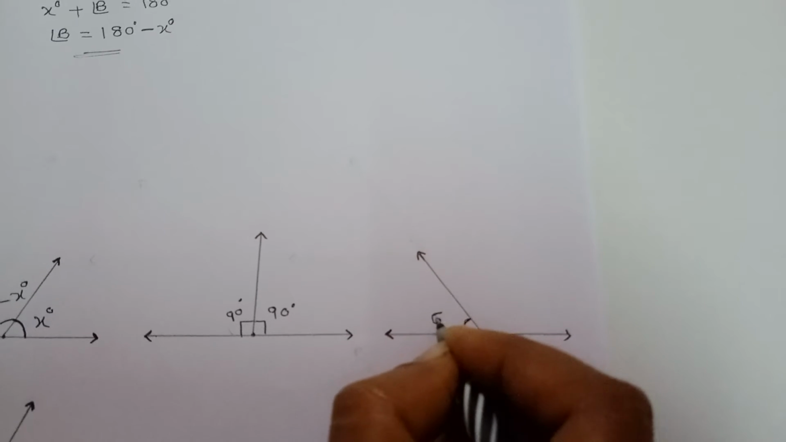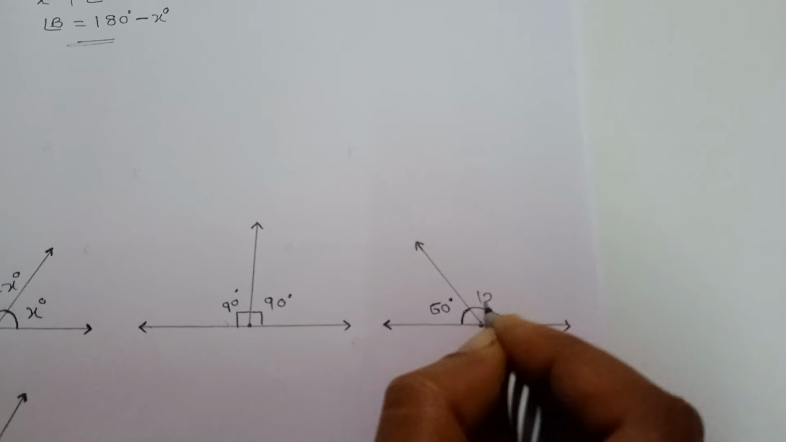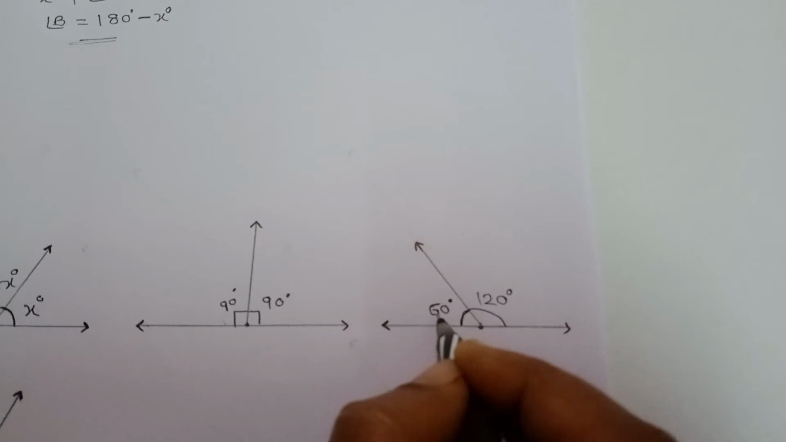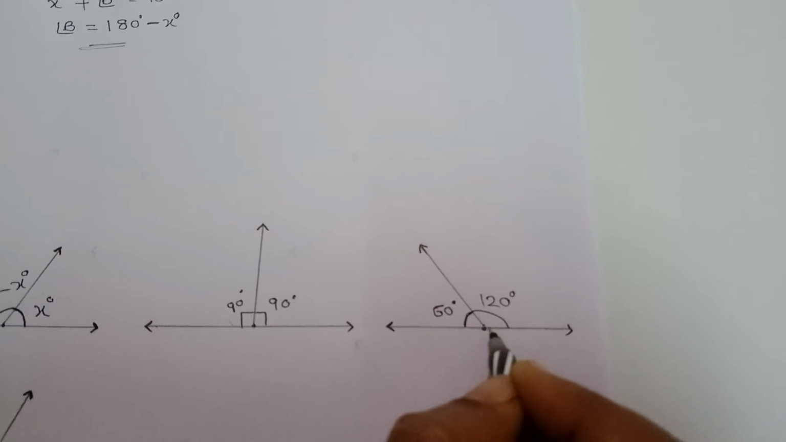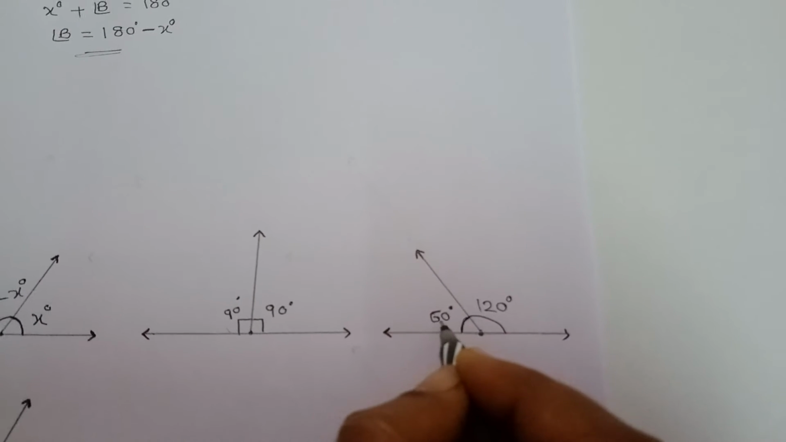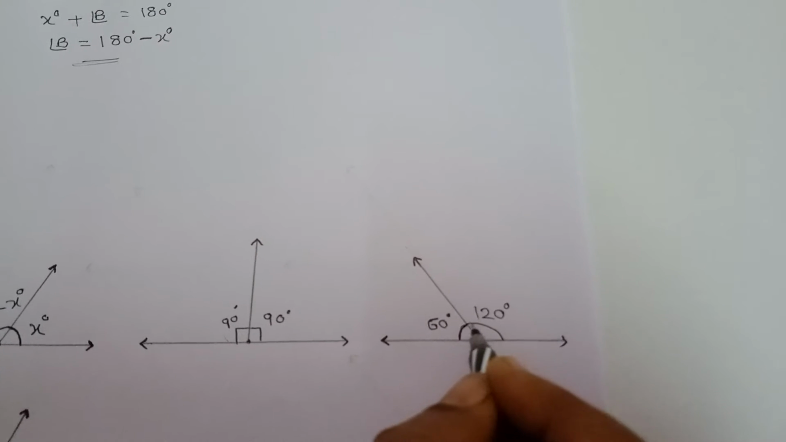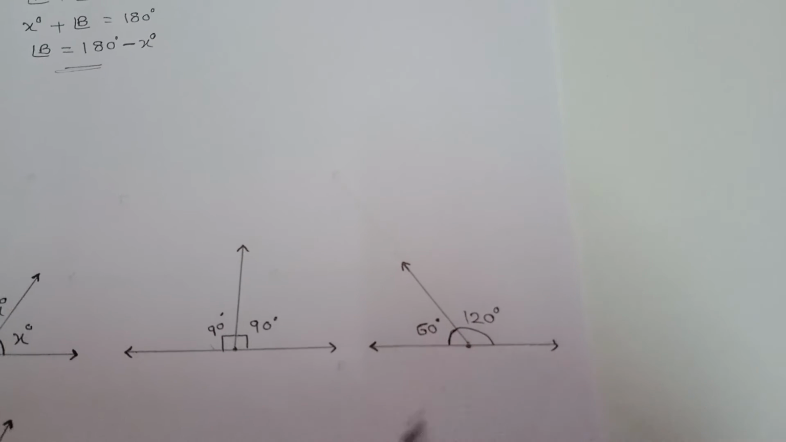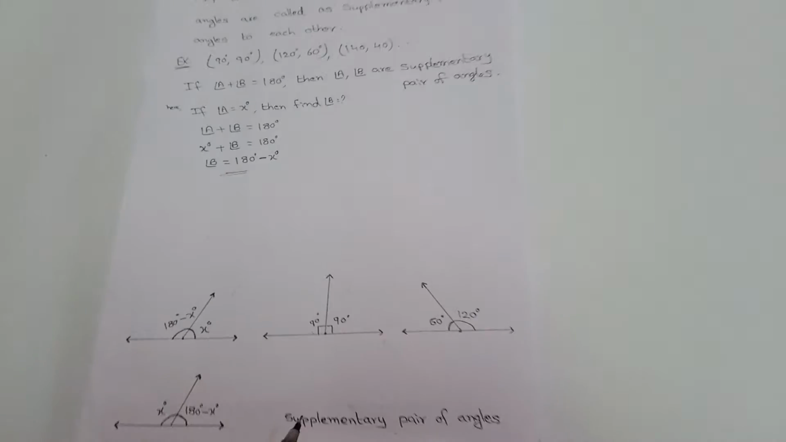Here we take 60 and 120. So 60 plus 120 is equal to 180 degrees. That's why 60 and 120 angles are supplementary pair of angles to each other. Write down, children. Do you understand?